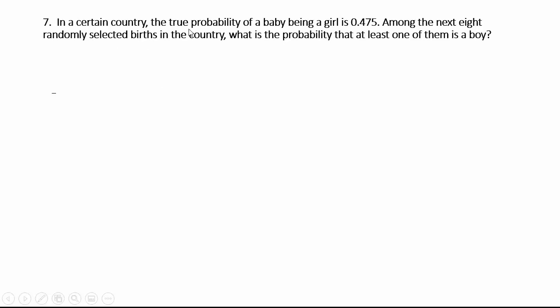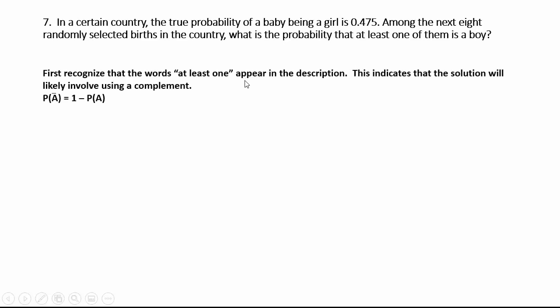In a certain country, the true probability of a baby being a girl is 0.475. Among the next 8 randomly selected births in the country, what is the probability that at least one of them is a boy? Okay, so in this problem, we have that thing that says at least one, right?